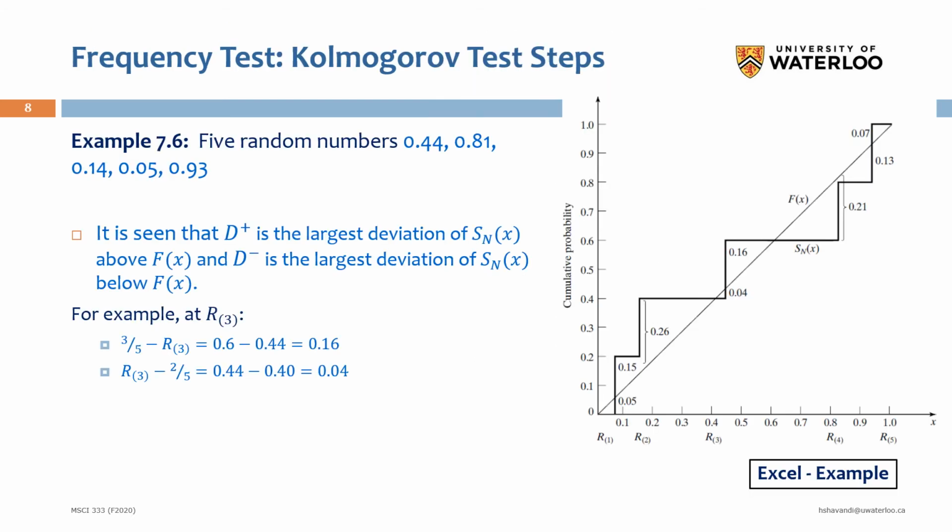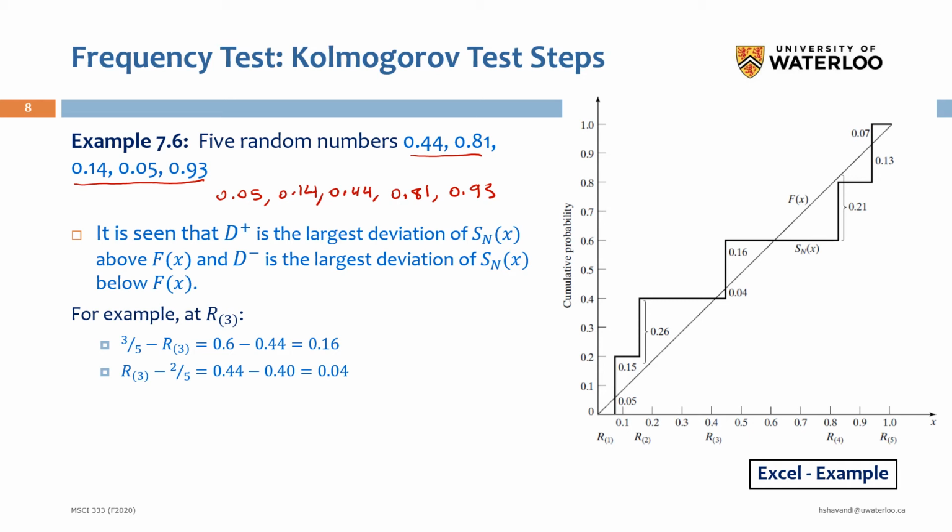Let's have an example here. Here we have these 5 random numbers. If we sort them in ascending order, we have this sequence: 0.05, 0.14, 0.44, 0.81, and 0.93. By having these random numbers, we can calculate the values in order to obtain D plus and D minus.